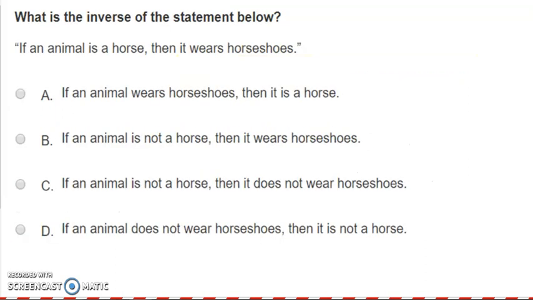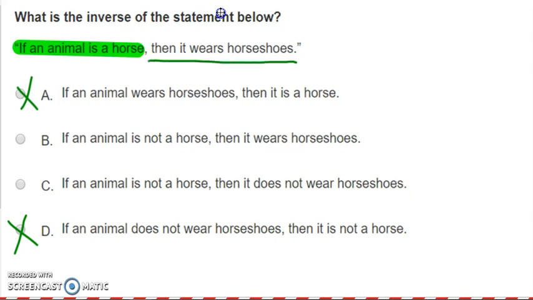What is the inverse of the statement below? If an animal is a horse, then it wears horseshoes. Well, if it's an inverse, we just negate them both. In other words, we just put a not in there. So I look here first and I say, well, if an animal is a horse, all I need to do is say, if an animal is not a horse, which means it's not A, it's not D.